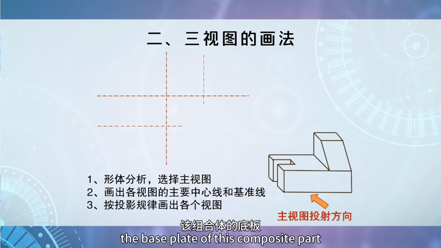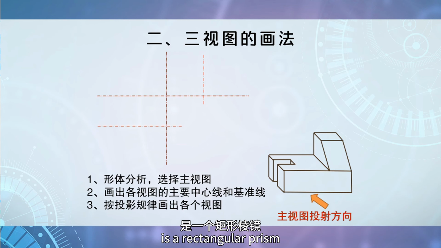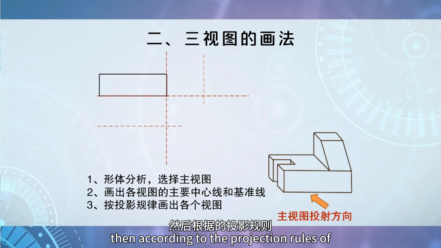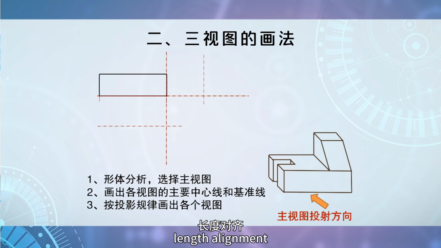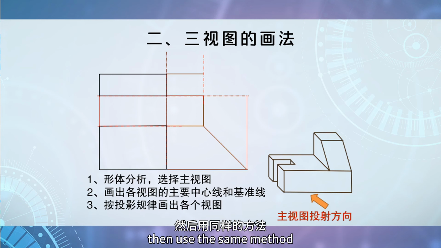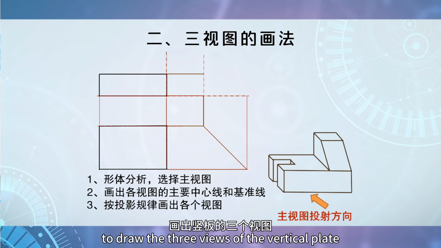The base plate of this composite part is a rectangular prism. First, draw its front view. Then, according to the projection rules of length alignment, height alignment, and width equality, draw its top view and left view. Then, use the same method to draw the three views of the vertical plate.